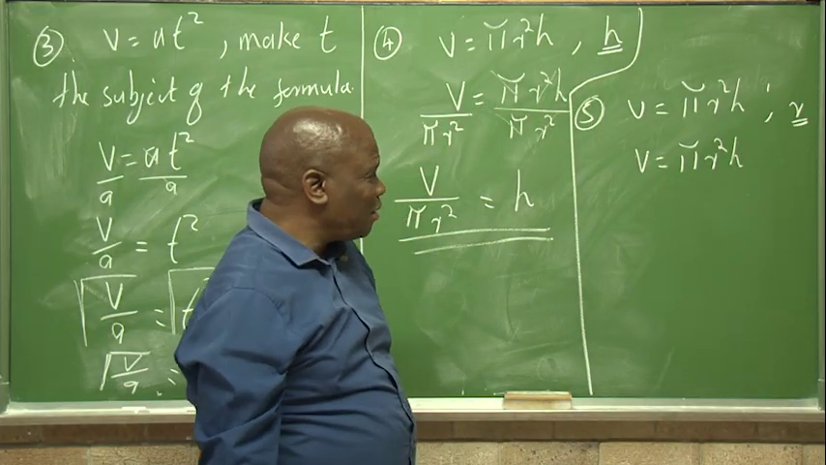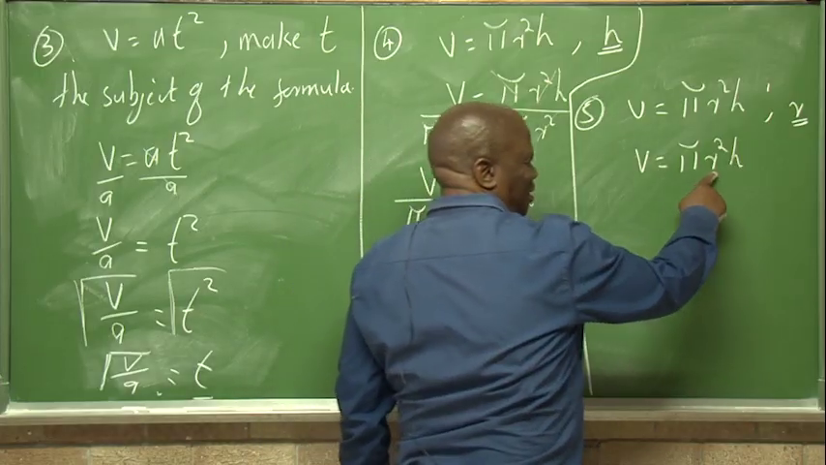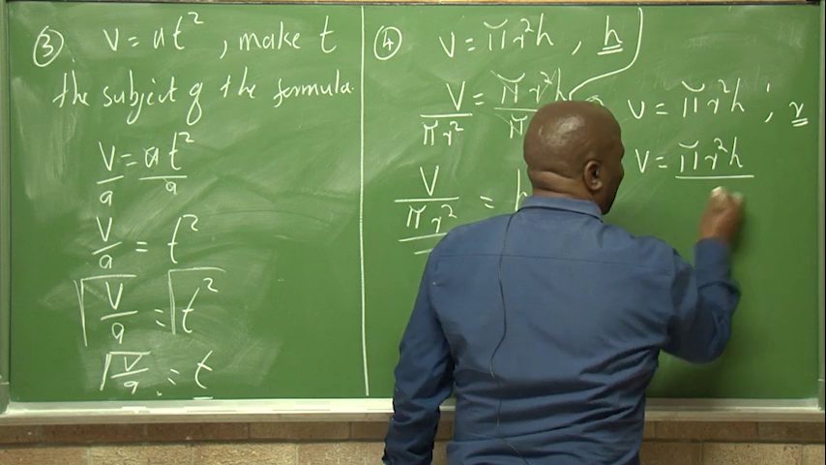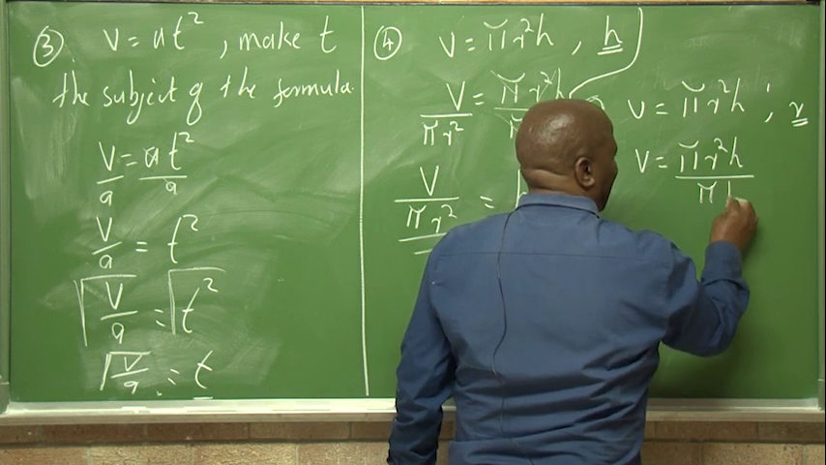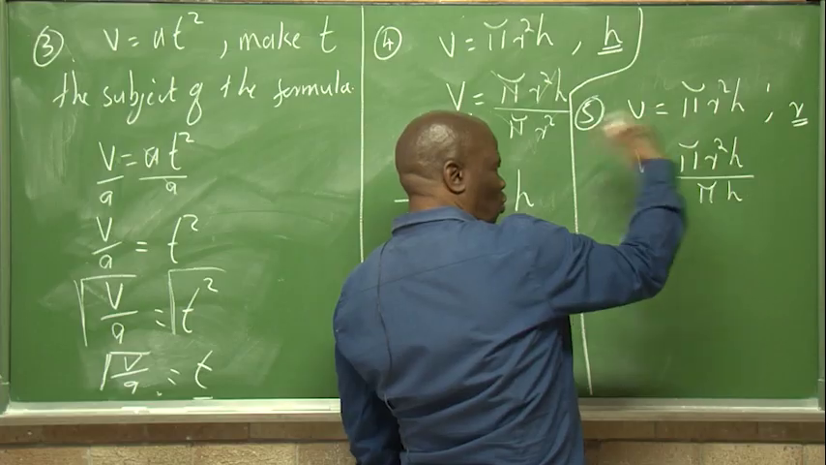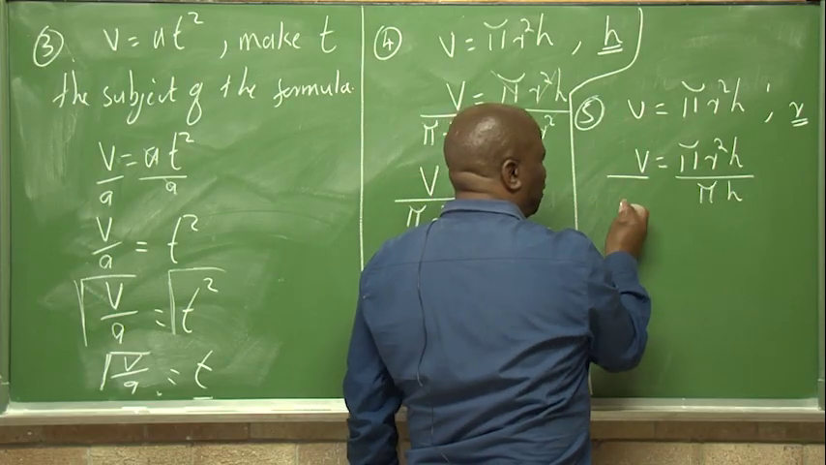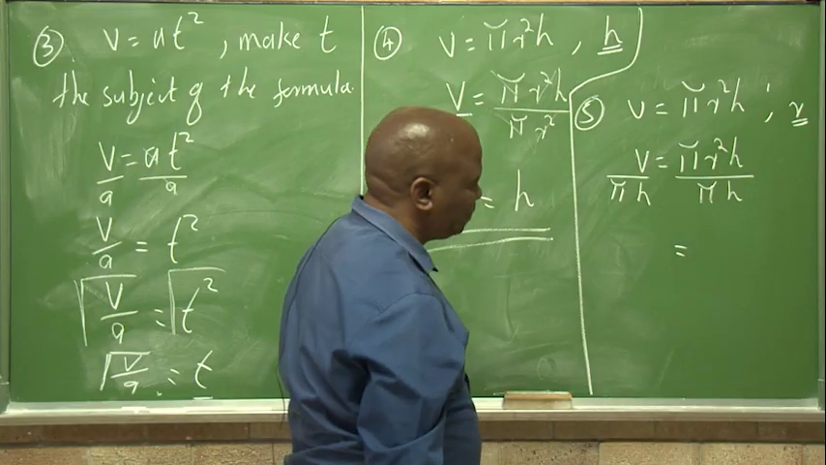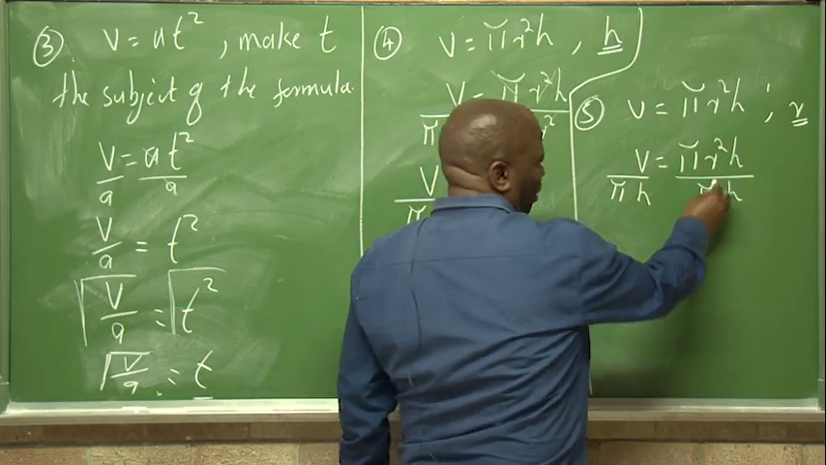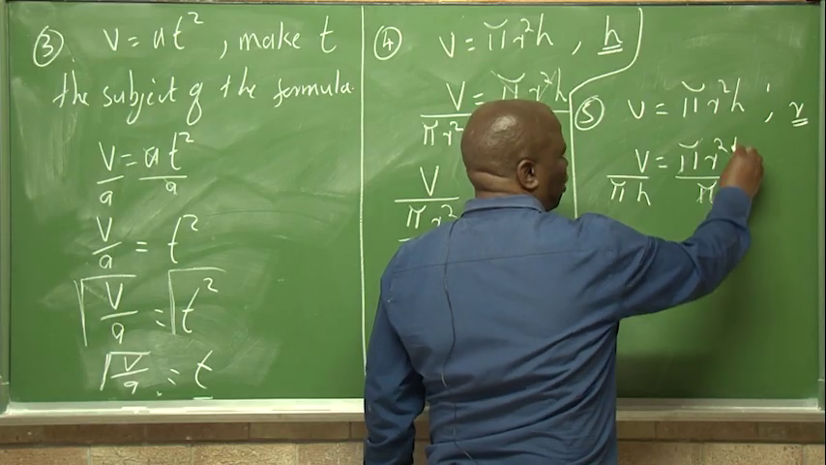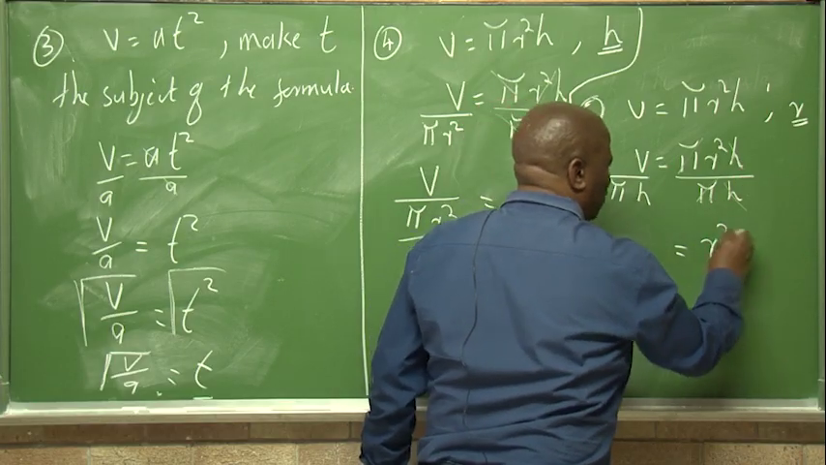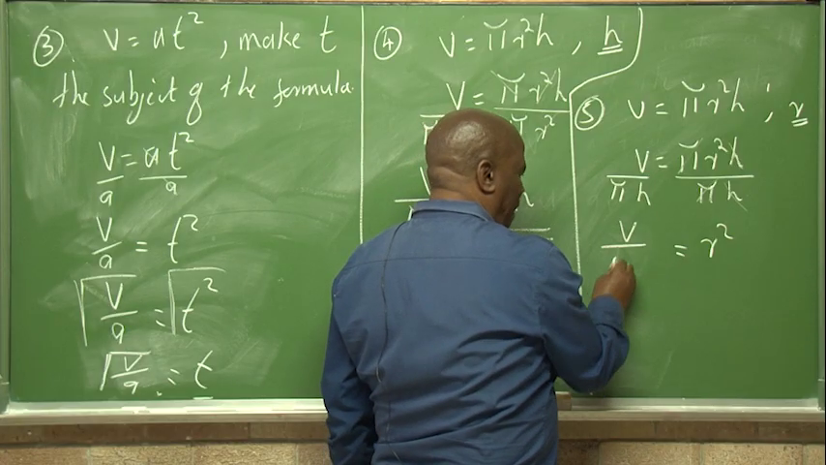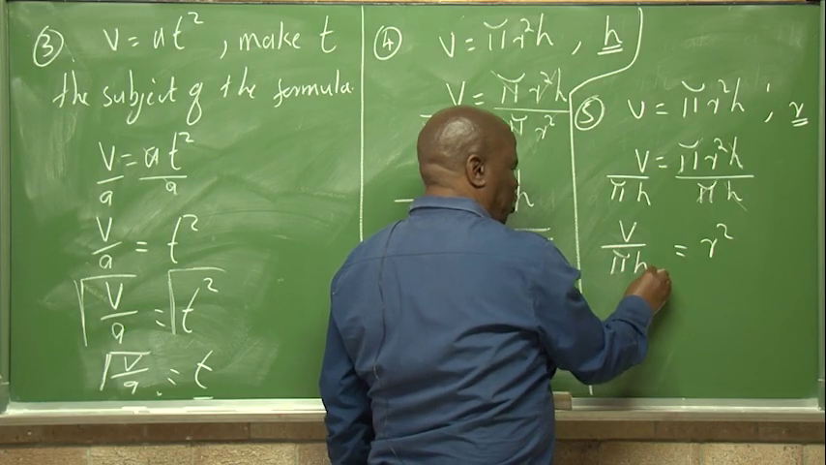For me to solve this one, I need to be left with r. I must eliminate pi, I must eliminate h. So I divide by pi h. What you do on the right, you also do on the left. You divide by pi h. Let's check. This pi will cancel that pi. This h will cancel h. You'll be left with r squared. On the left-hand side, you are left with v over pi h.